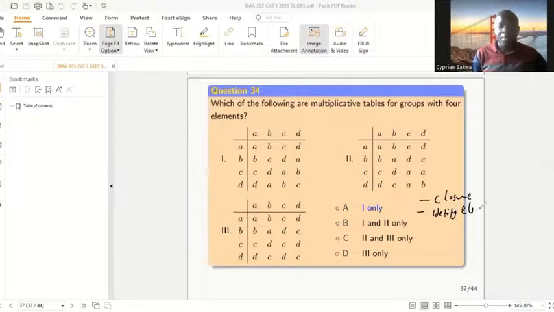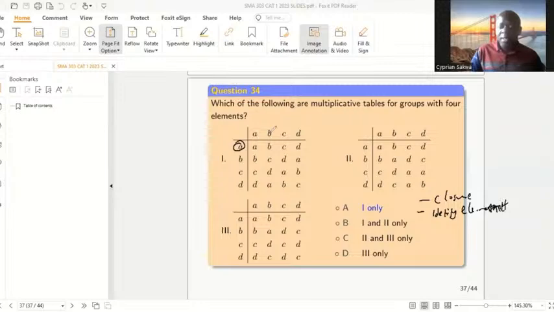If it has an identity element, then we shall check if every element has an inverse. Identity element: an element will be the identity if I multiply A, I get A; multiply B, I get B; multiply C, I get C; multiply D, I get D. In fact, this one has A as the identity element, because A times A gives me A, A times B gives me B, A times C gives me C, and A times D gives me D. So A is the identity element.